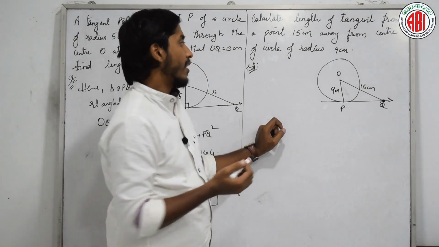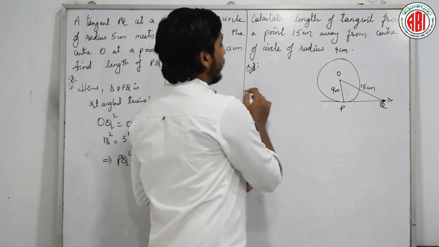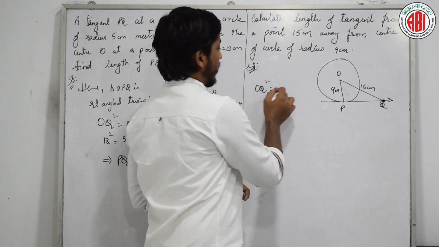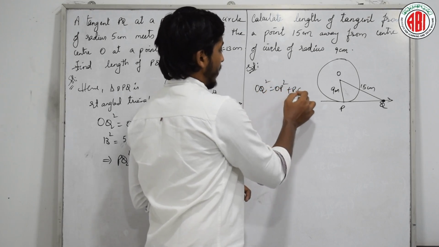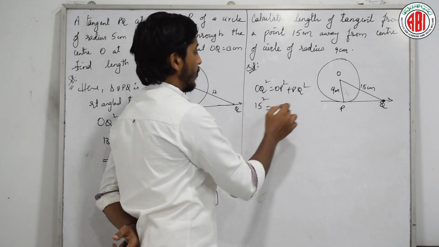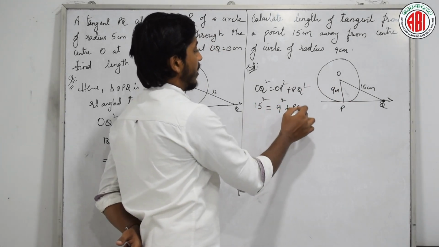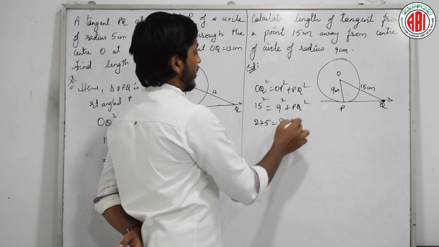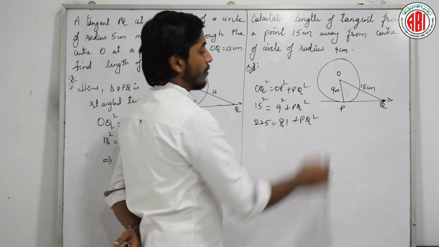Is it okay? Fine. Therefore, OQ square is equal to OP square plus PQ square. What is OQ? 15 square. What is OP? 9 square plus PQ square. 15 square is 225, 9 square is 81, plus PQ square.